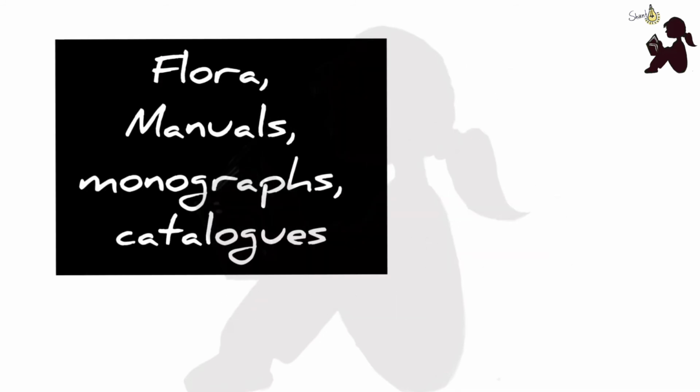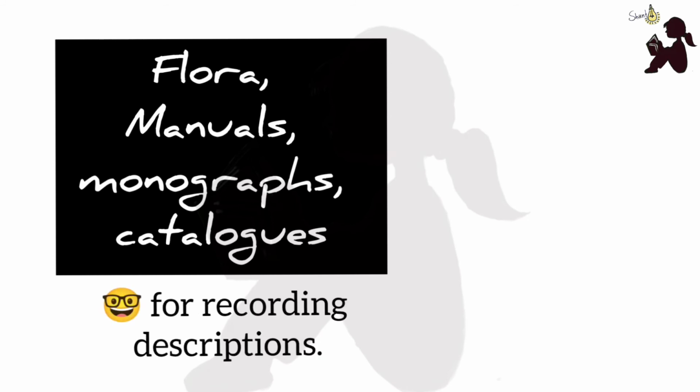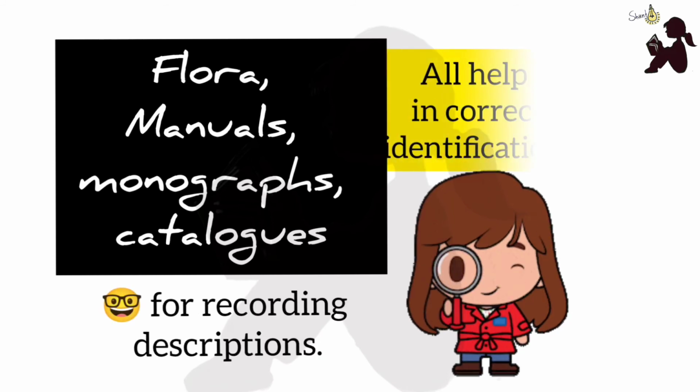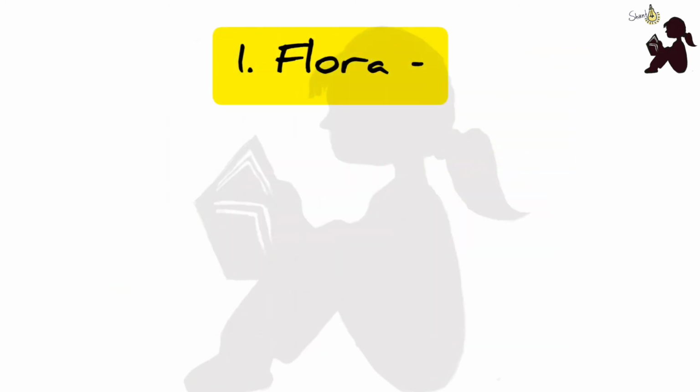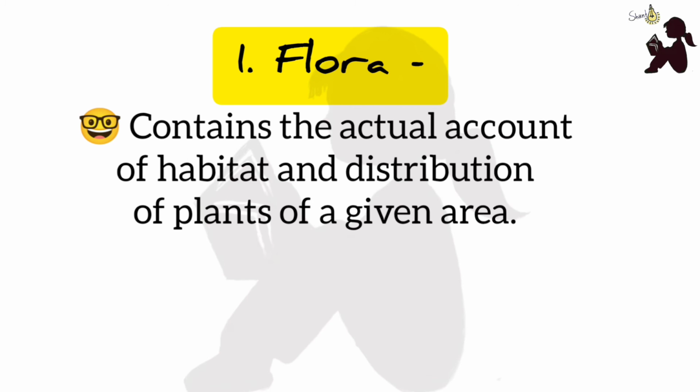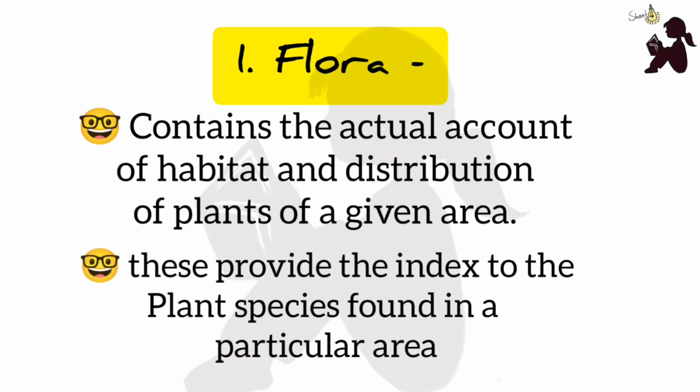Then flora, manuals, monographs and catalogs are some other means of recording descriptions. They all help in correct identification. Number 1, flora contains the actual account of habitat and distribution of plants of a given area. This provides the index to the plant species found in a particular area.